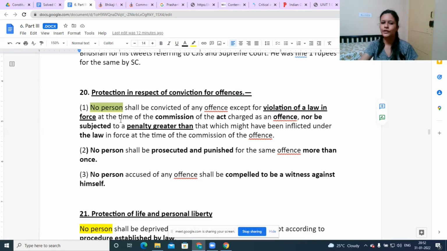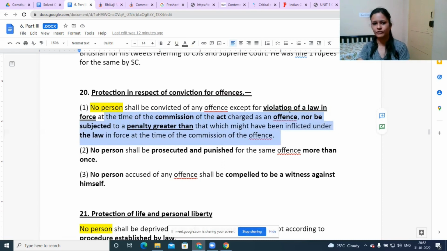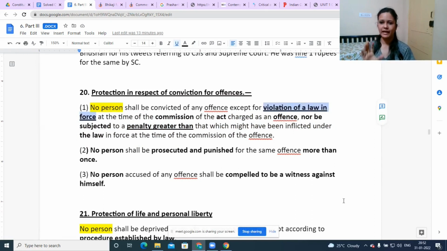Okay, so first one is that no person shall be convicted of any offense except for violation of law in force at the time of commission of the act charged as an offense, nor be subjected to a penalty greater than that which might have been inflicted under the law in force at the time of commission of the offense. So it basically says that a person can be punished only and only for violation of a law which is applicable when the person committed that act or omission. Right? When I did something wrong, at that point in time, this law should be applicable.